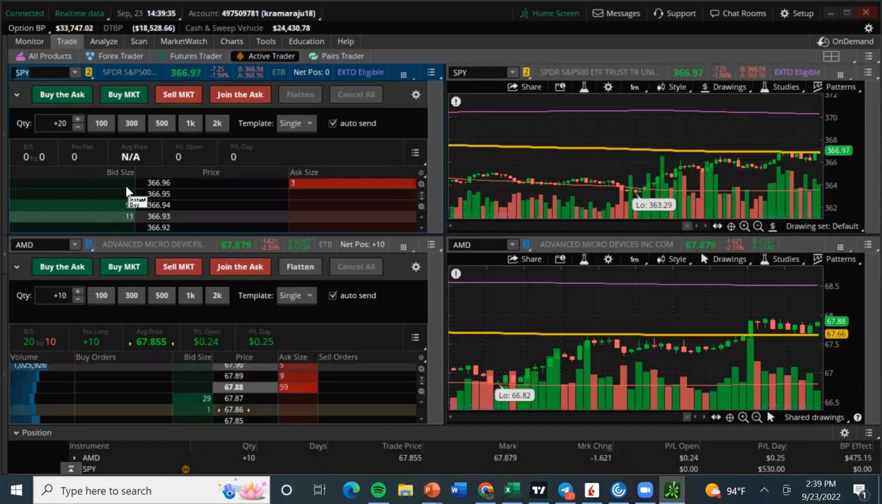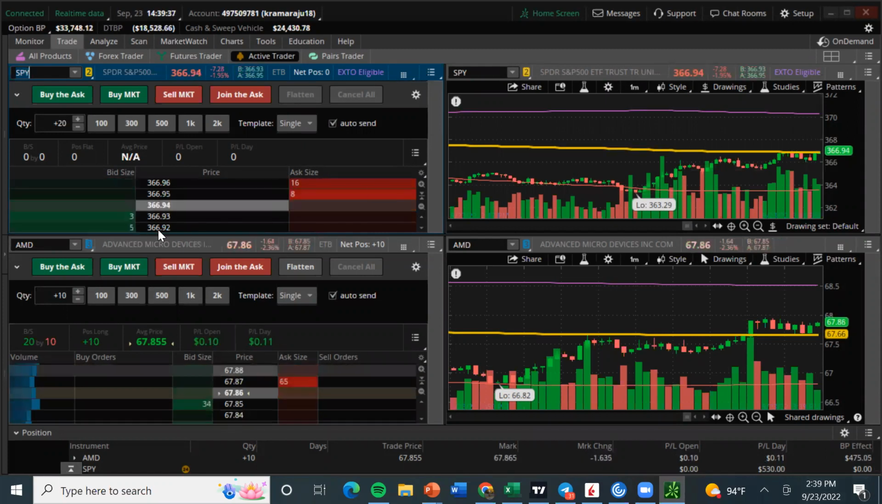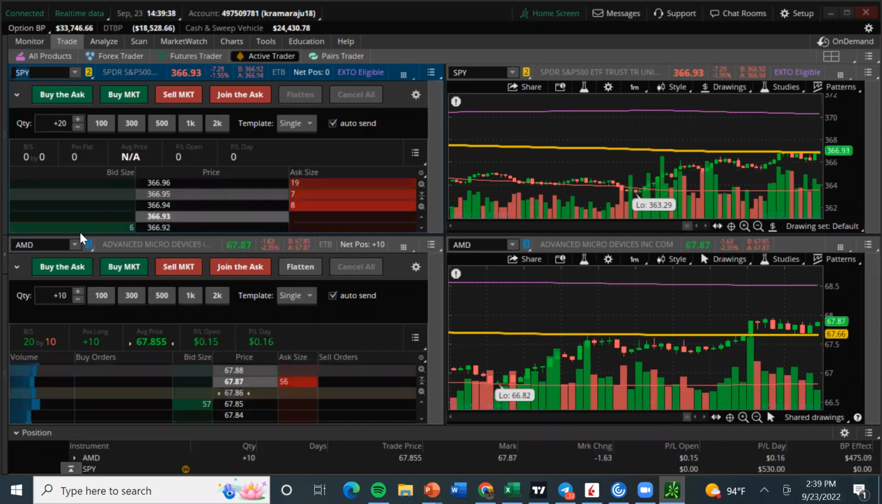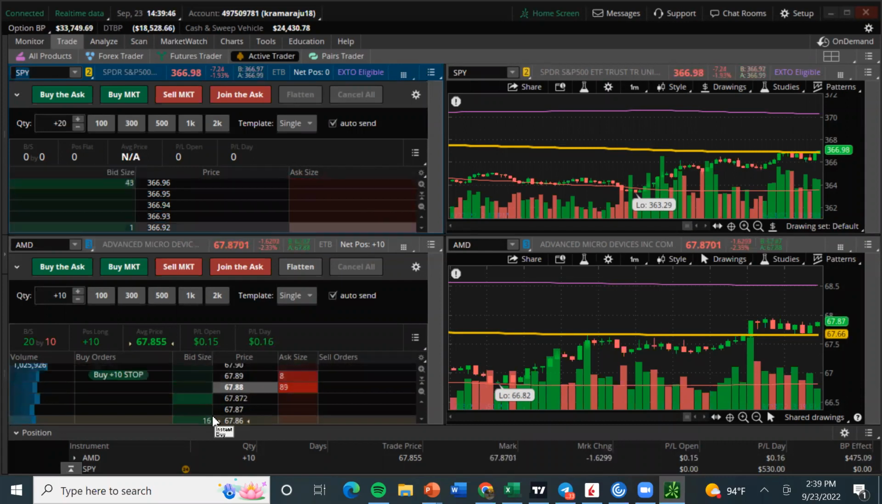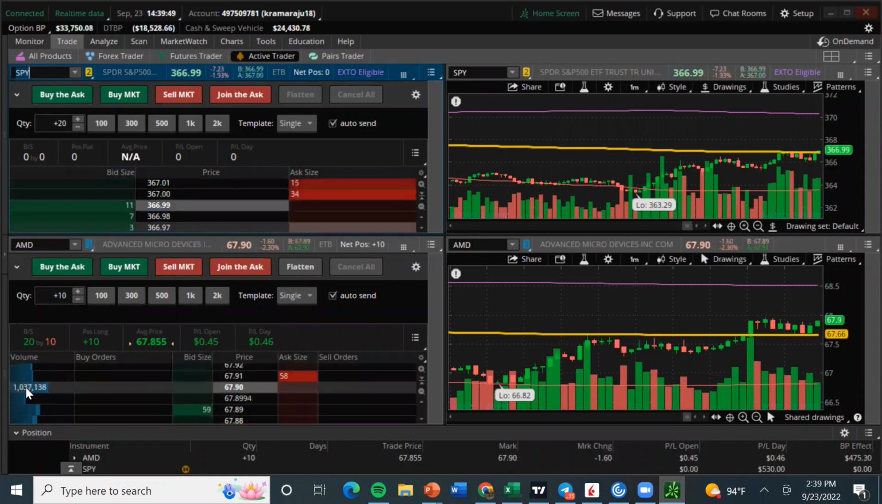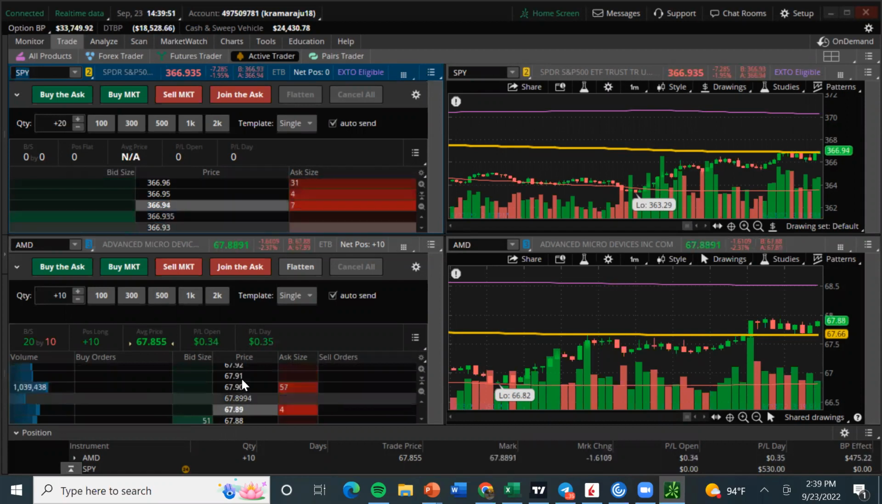And also you can see the bid and ask. Right, it is like level 2. How many buyers are ready to buy at this particular price? How many people are ready to sell at which price? That also indicates what the demand is, what the volume is at different prices.